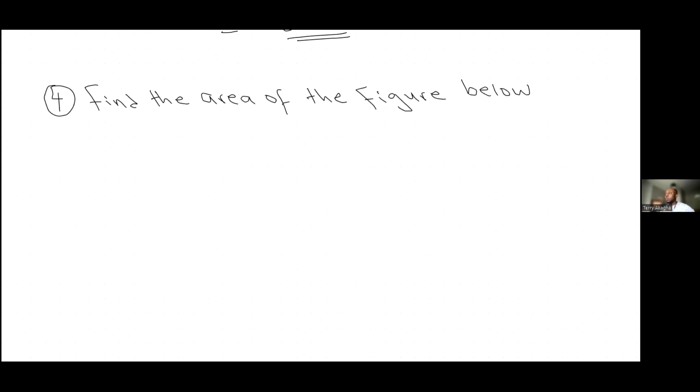Find the area of the figure below. So you have this, that, that. So we're given the vertices. This is 0 and 0. We're told that this is 0 and 4. We're told that this is 3 and 0. So we're given the vertices of the triangle, and we're now told to find the area of this triangle.